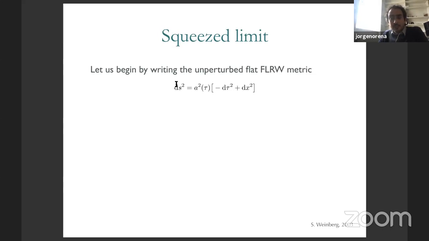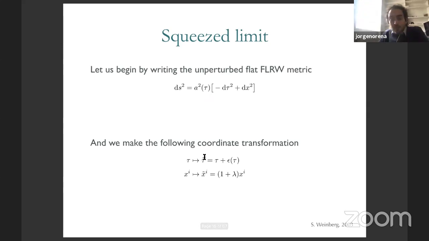To see it, let me start from some unperturbed Friedmann-Robertson-Walker metric, which looks like this. And now I do a coordinate change. So I change time and space in this way. And now the metric looks like this.